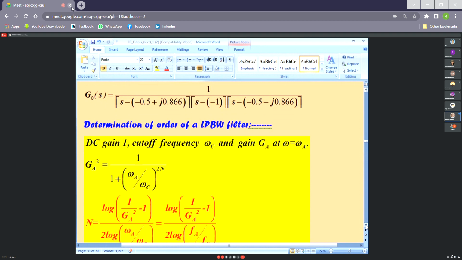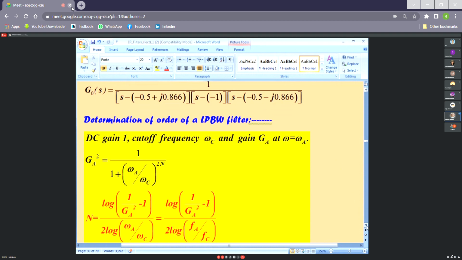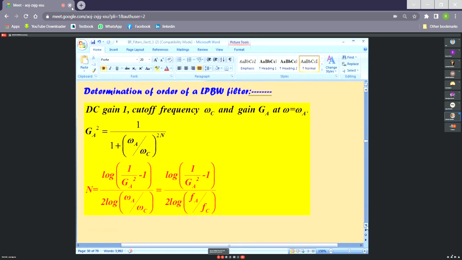Have a look at the magnitude squared function for the Butterworth filter. Say at a frequency omega equal to omega A, the gain is GA. Then GA squared, GA should not be in dB, GA should be as a ratio, GA squared will be 1 by 1 plus omega A by omega C raised to the power twice n. So from this expression, you can easily evaluate the unknown n. What will be n? N will be as given here.